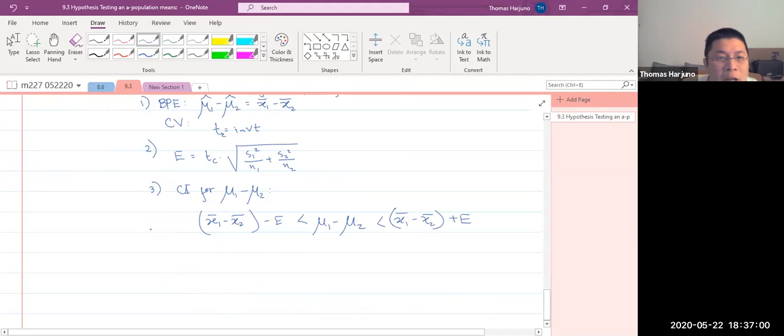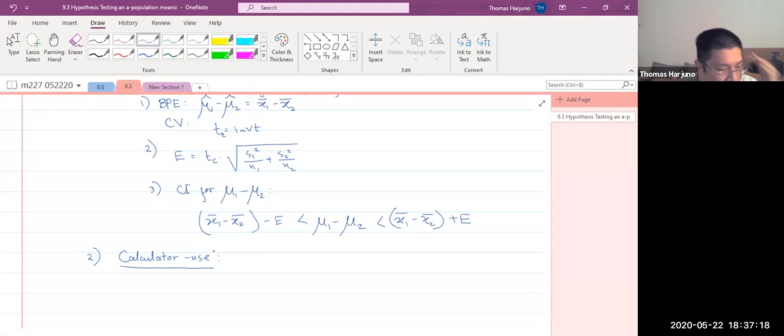that's one. Second, how about calculator? Calculator use. You can actually use, not in my class. In my class, you need to show me hypothesis testing the way I showed you before. But you can use your calculator actually to confirm your result. Let me go back to my calculator.